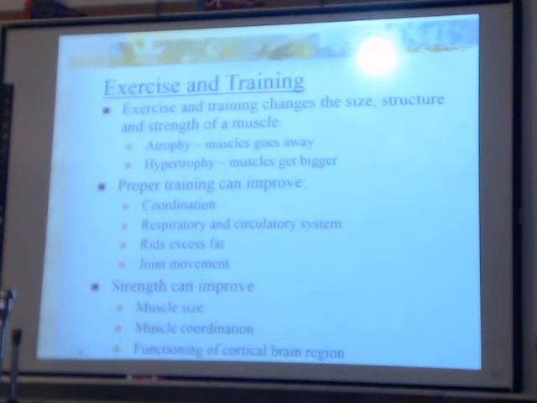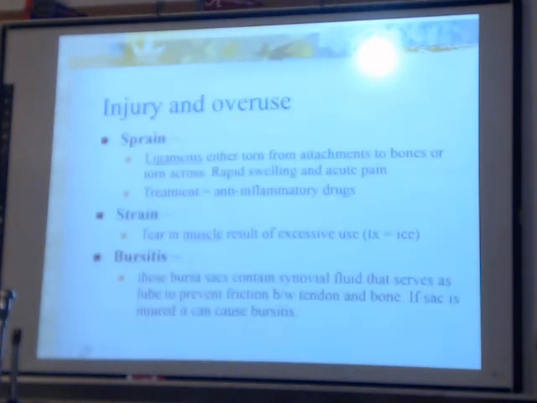Strength can improve muscle size, coordination, and function of the brain. So being mobile and getting oxygen and better circulation and having better mobility actually improves your brain function. Any of you who have learned to play a new sport or learned to do something new, even if it's as simple as playing some kind of game with your hand, you improve your coordination when you do that. So, muscle strength improves muscle size, muscle coordination, and function.